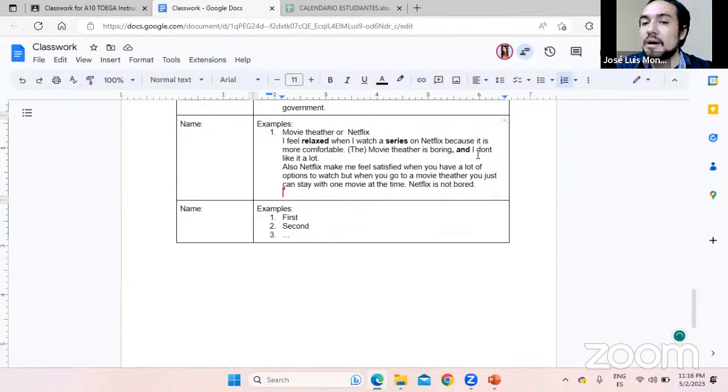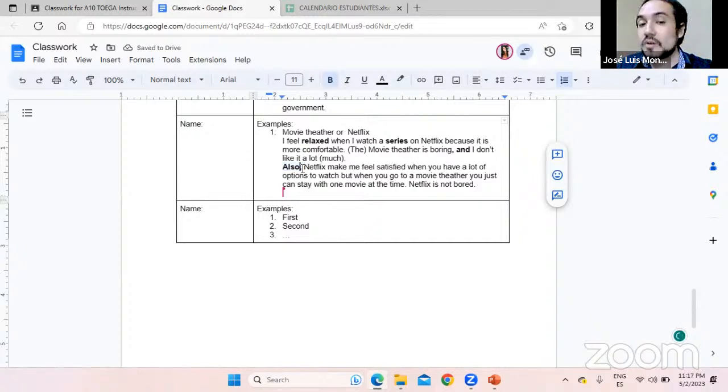So, comma, and I don't like it. A lot is okay, but for negative, remember, it is better to say much. Okay, and I don't like it much. Also, here you need a comma, right? Why? Because it's not your subject, right? Remember, this is your introductory phrase. This is not your subject.